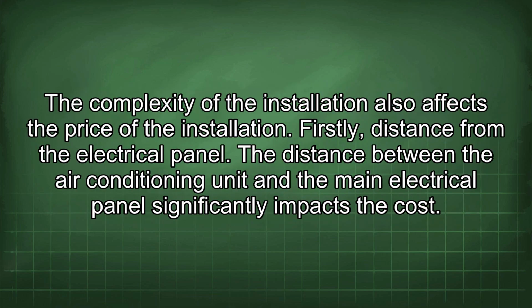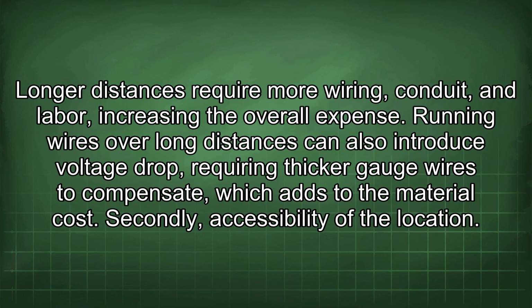The complexity of the installation also affects the price of the installation. Firstly, distance from the electrical panel. The distance between the air conditioning unit and the main electrical panel significantly impacts the cost. Longer distances require more wiring, conduit, and labor, increasing the overall expense. Running wires over long distances can also introduce voltage drop, requiring thicker gauge wires to compensate, which adds to the material cost.